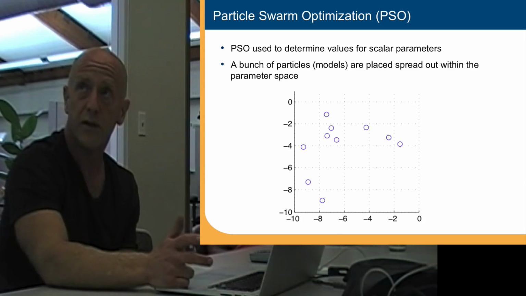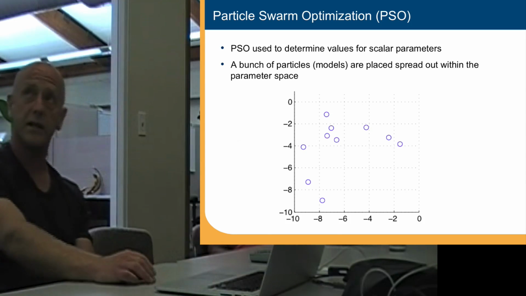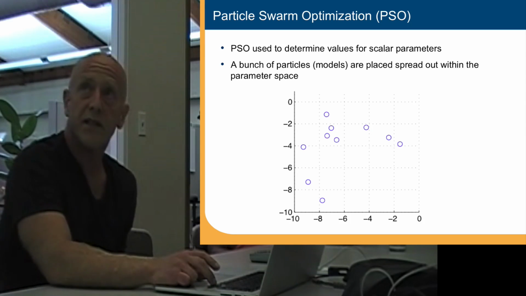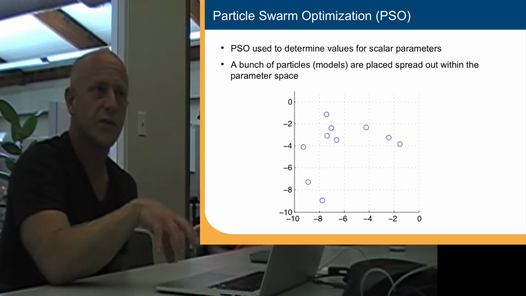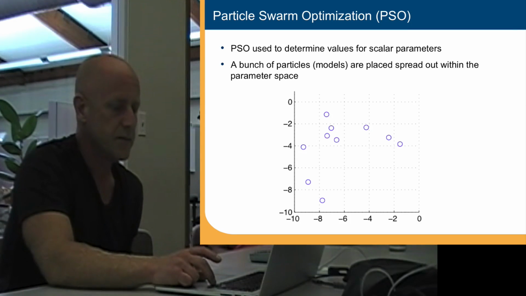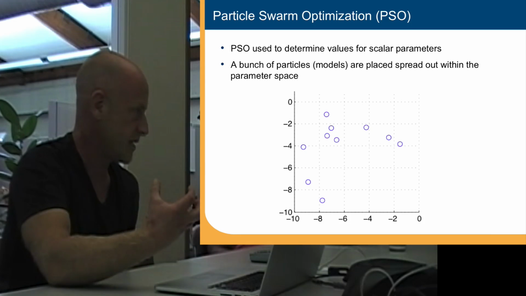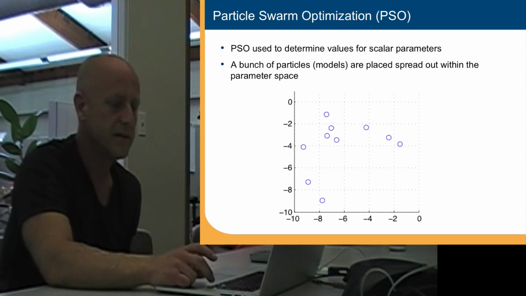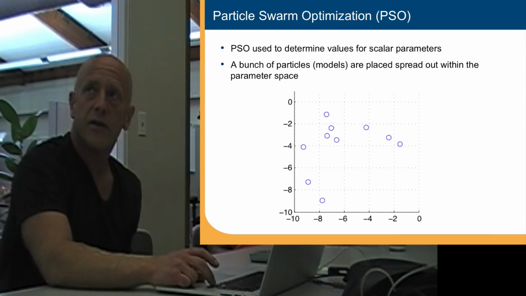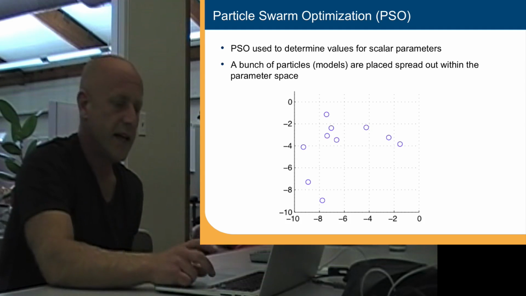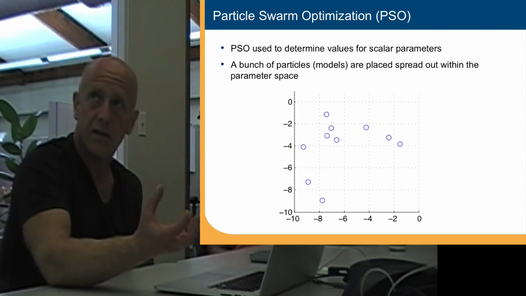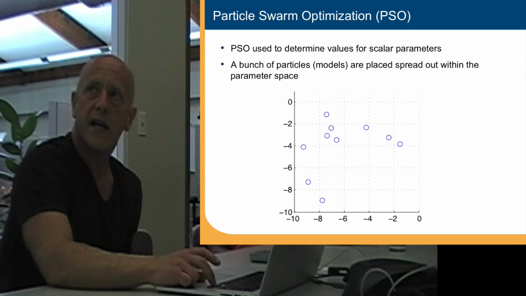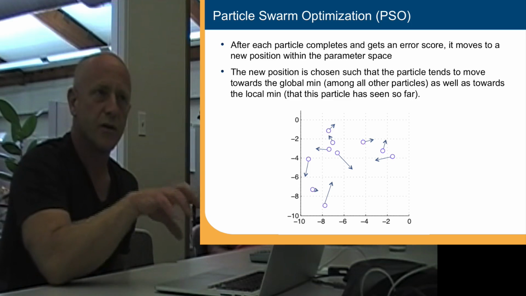First, the PSO, particle swarm. Again, this is used for determining the best value for scalar parameters. The rough idea behind PSO is you scatter a bunch of particles throughout the parameter space. When you run a medium swarm, it allocates 5 particles. When you run a large swarm, it'll make 15 of them, so you get a better evaluation that way. They're scattered around the parameter space initially, and each one is essentially a model. It runs the model and gets an error score. From that error score, we can decide where the particle should move.